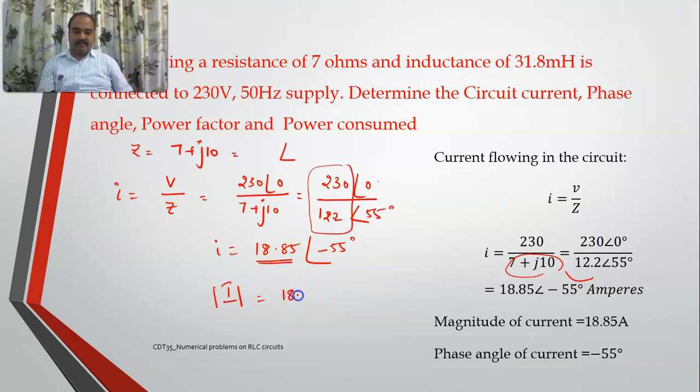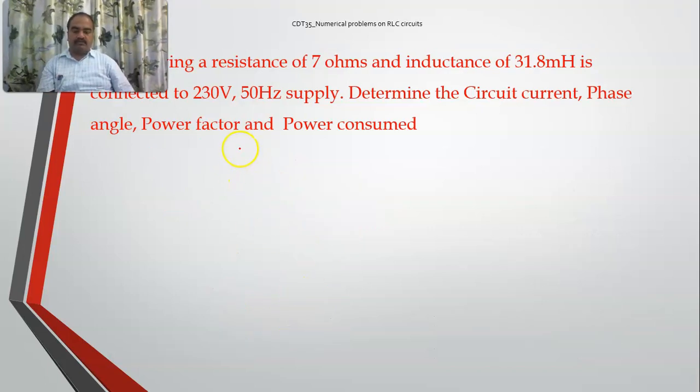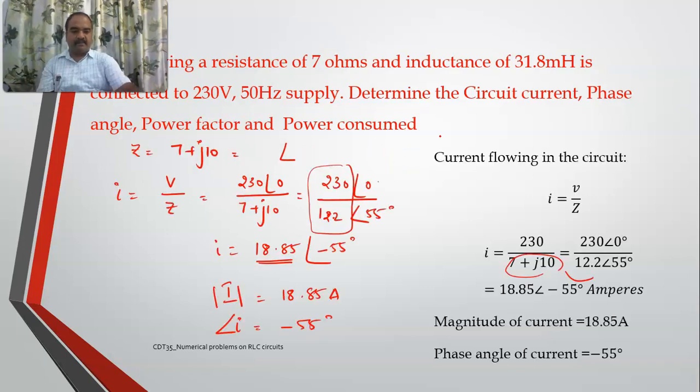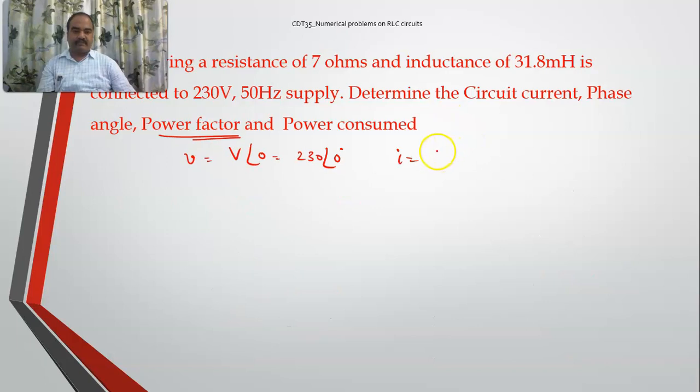Okay, 18.85 amperes, and this is the angle of the current. How much is it? Minus 55. Now, if I move on to the power factor. As I already told you, V is at an angle of 0. I have 230 at an angle of 0, right? Now, what was the value of I? It is 18.85 at an angle of minus 55, isn't it?